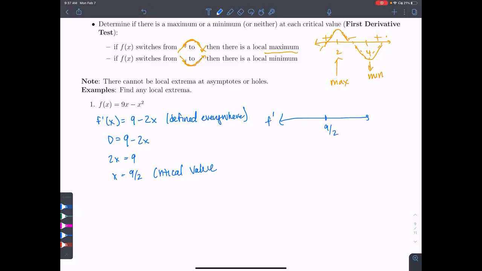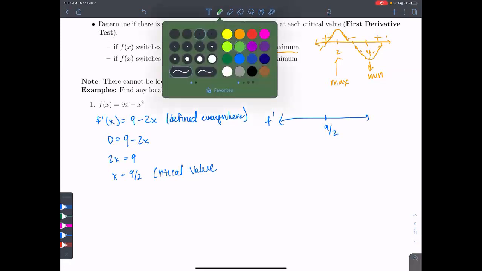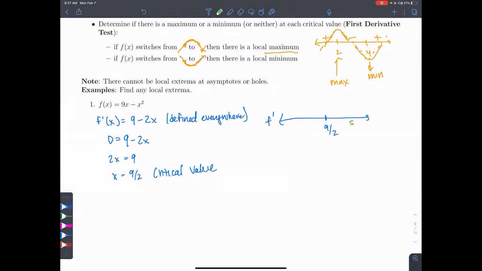9/2 is, what, 4.5? So what if we plugged in 5? Let me do some different color. What if we plugged in like 5 over here and 1 here? So f prime of 1 would be 9 minus 2 times 1, which is 9 minus 2, which is 7. So that's positive. And f prime of 5 is 9 minus 2 times 5, which would be 9 minus 10, which would be negative 1. So that's less than 0, so that goes here.